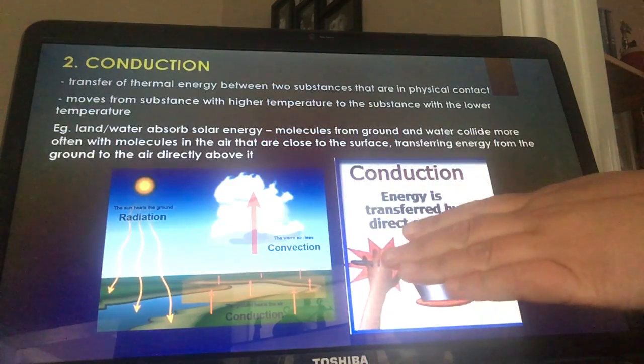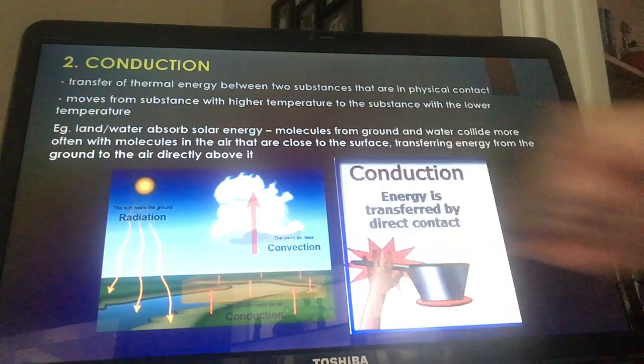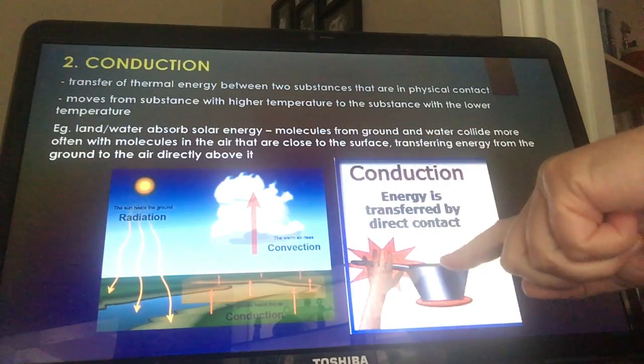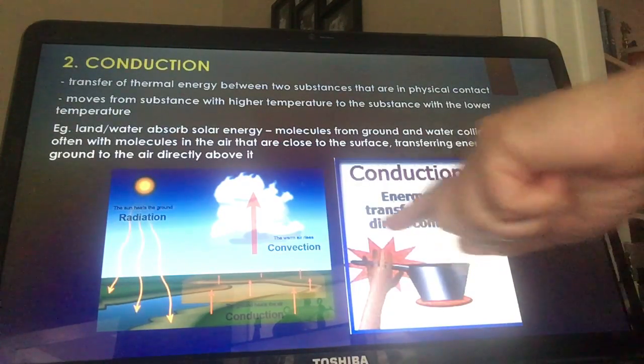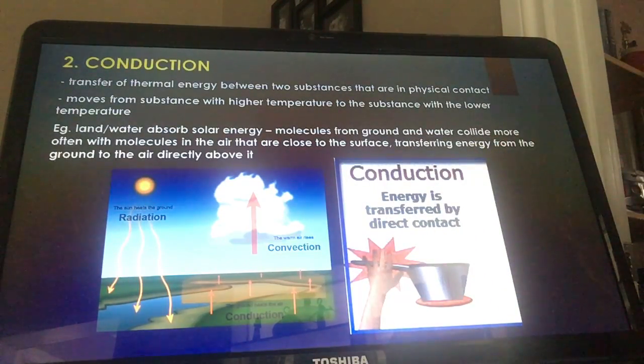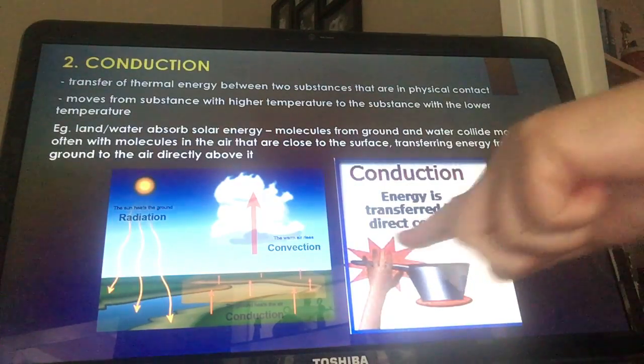So that's why, and don't do this for science's sake, if you touch the handle of a pot that's hot, the heat will transfer from the hot pan to your hand. That's conduction, direct contact from high to low.